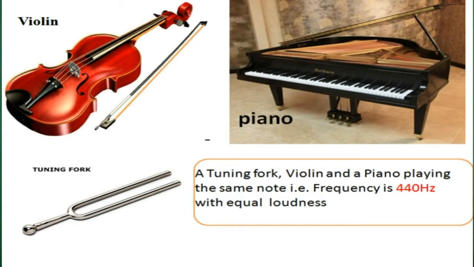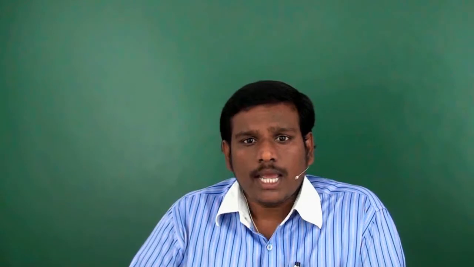For example, a tuning fork, a violin and a piano playing the same note, that is, frequency nearly equal to 440 Hz with equal loudness. You know some important points. The speed of sound in air is nearly 330 meters per second to 344 meters per second.